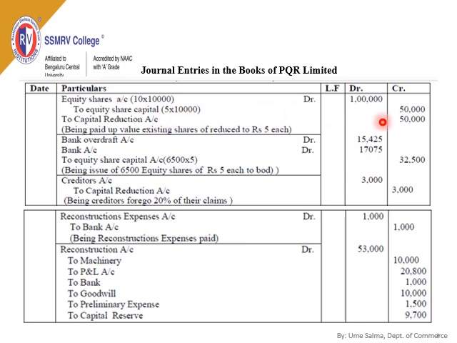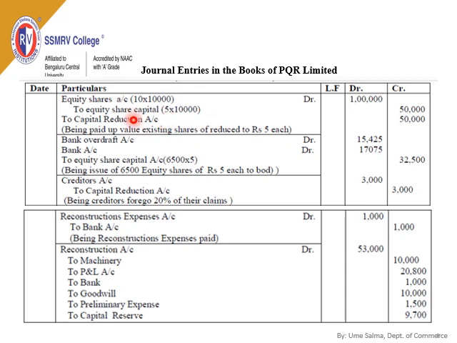So the balance remaining from the old equity share capital compared with the new equity share capital is 50,000. That is to be transferred to the capital reduction account. So we have shown this in the credit by showing the credit entry to capital reduction account. The narration is also shown over there: the paid up value of existing shares reduced to 5 each. So this is done for the equity share capital.